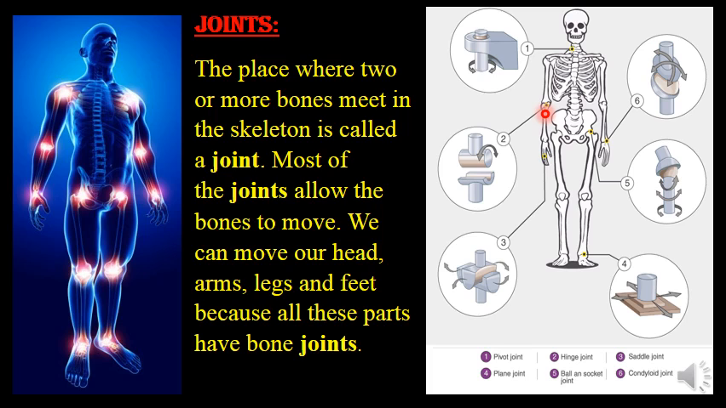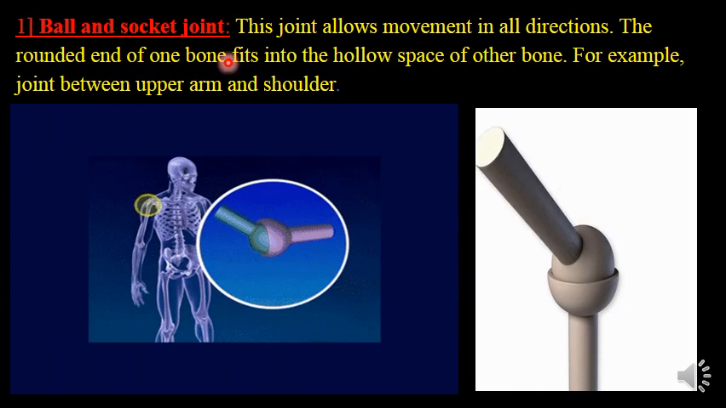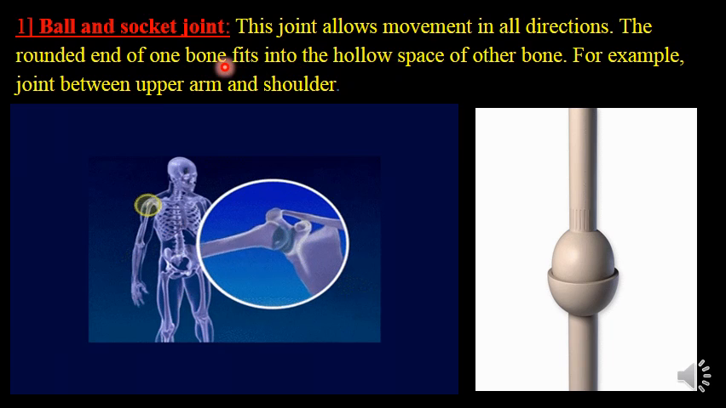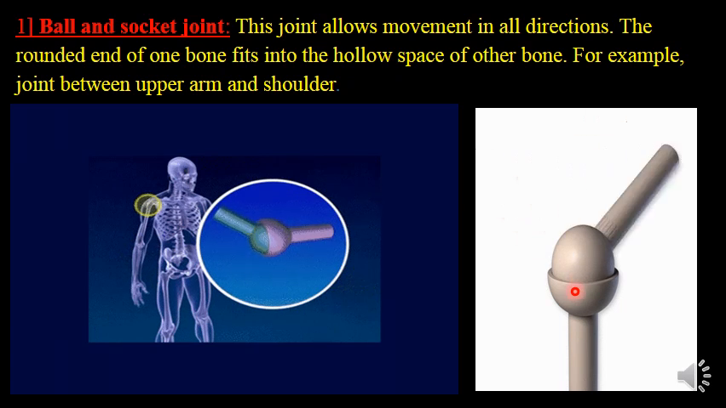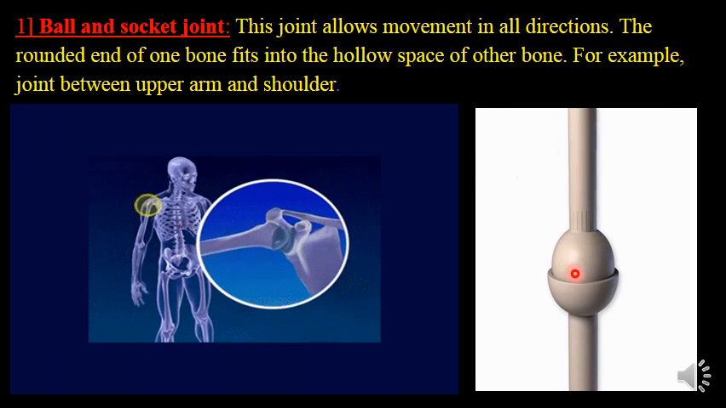Let us see. We have different types of joints in our body, like pivot joint, hinge joint, saddle joint, plain joint, ball and socket. So we are going to discuss about these joints and how do they help to move the bones and where are they located in our body. Let's see. First one is ball and socket joint. Here one bone ended with a round shape is fixed in the another bone which has hollow and space in it. Such joint is called as ball and socket joint, which is present in our upper arm and shoulder.